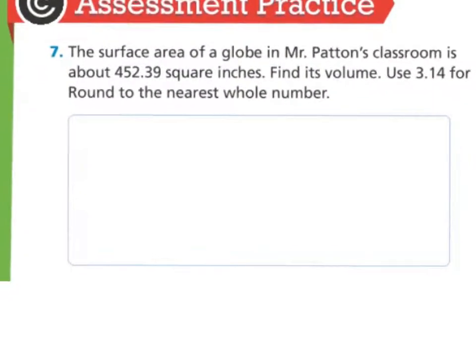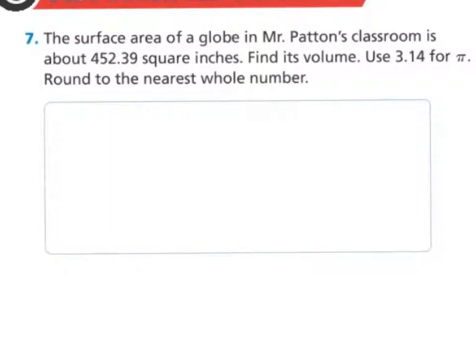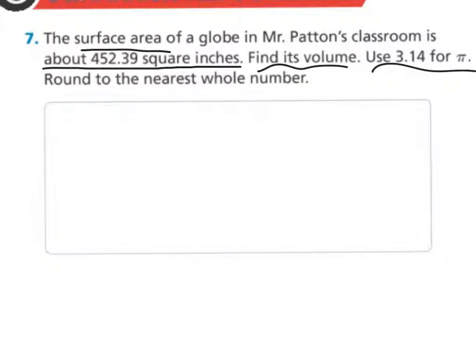Number 7, the surface area of a globe in Mr. Patton's classroom is about 452.39 square inches. Find its volume, use 3.14 for pi, and round to the nearest whole number.